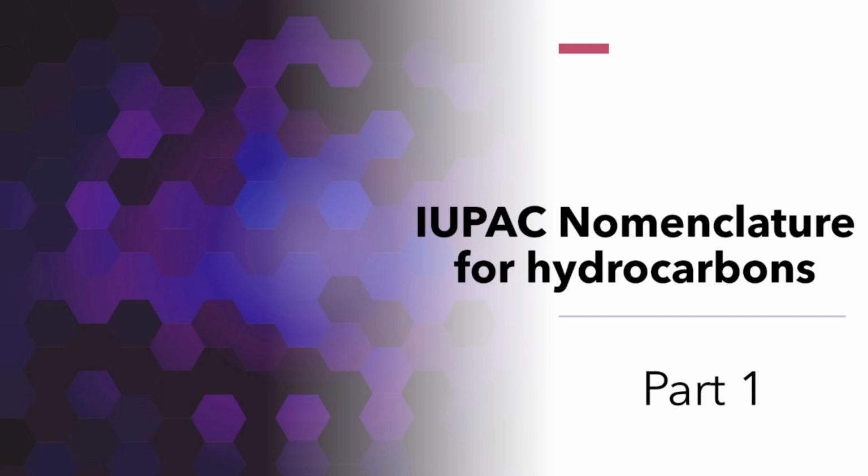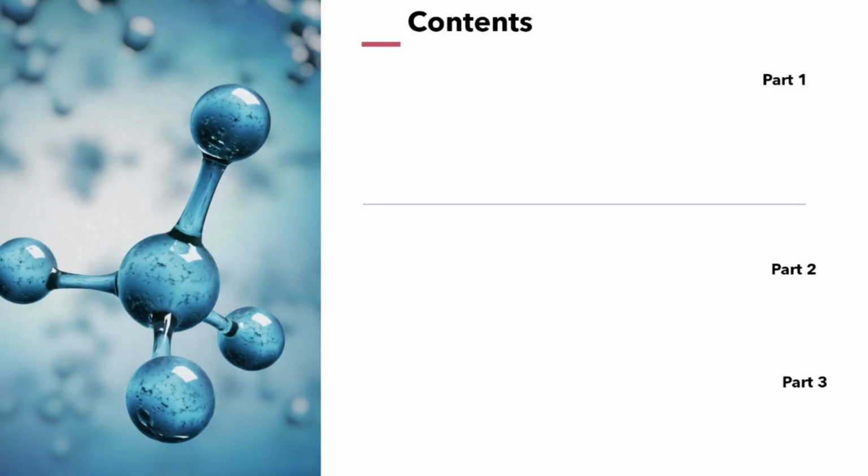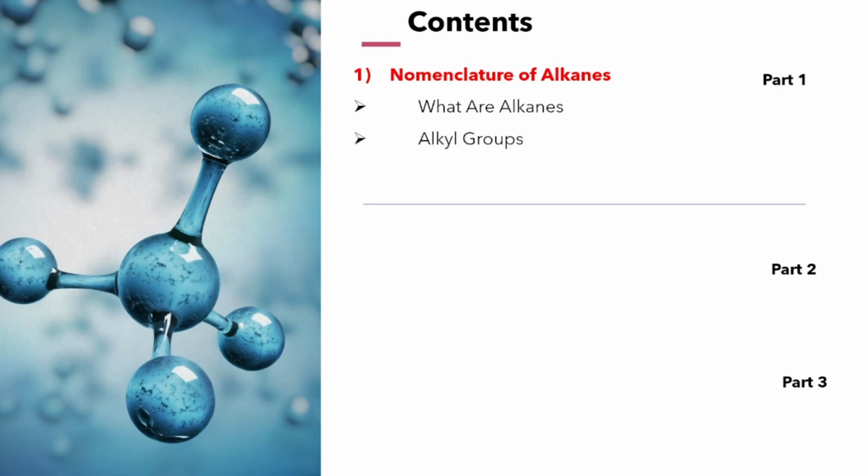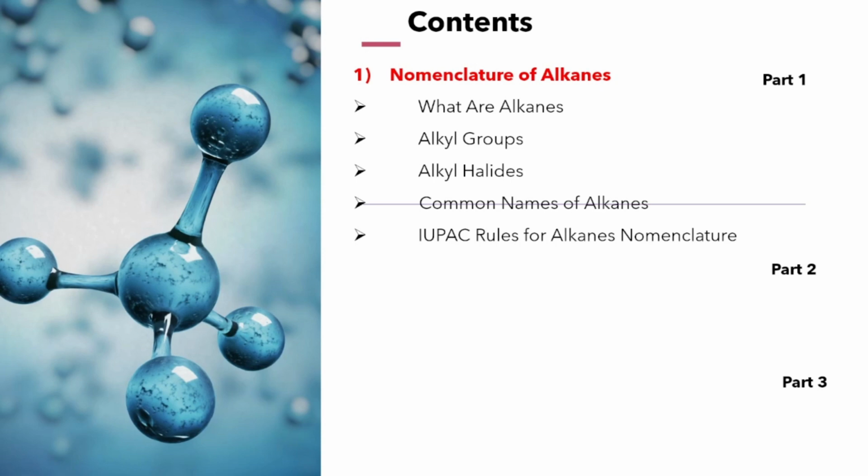In this video, I'm going to show you the IUPAC nomenclature for hydrocarbons. The content of this part of the nomenclature video series is going to be what are alkanes, then what are the alkyl groups, alkyl halides, and common names of alkanes. Following that, we are going to speak about the IUPAC rules for alkane nomenclature.